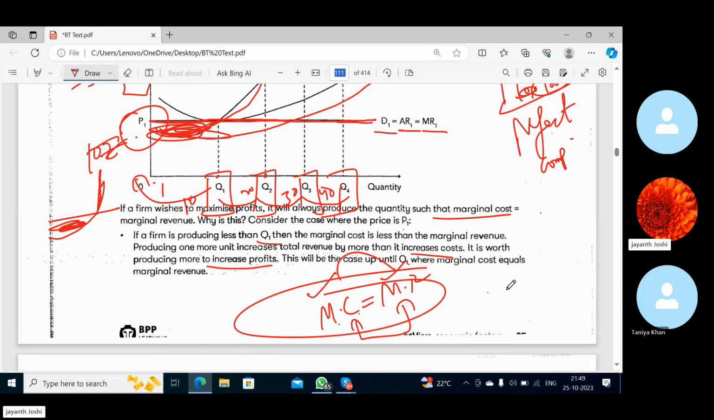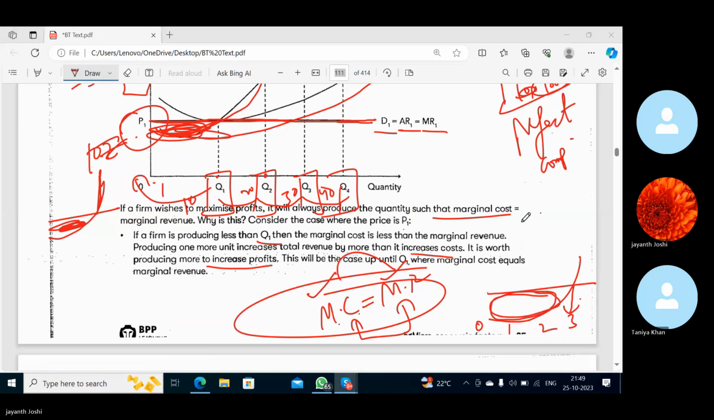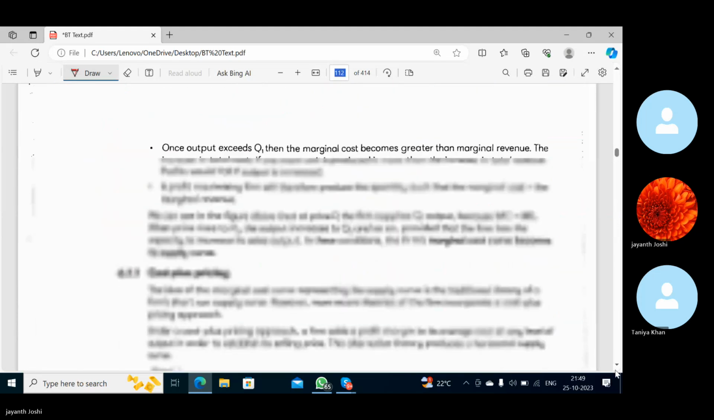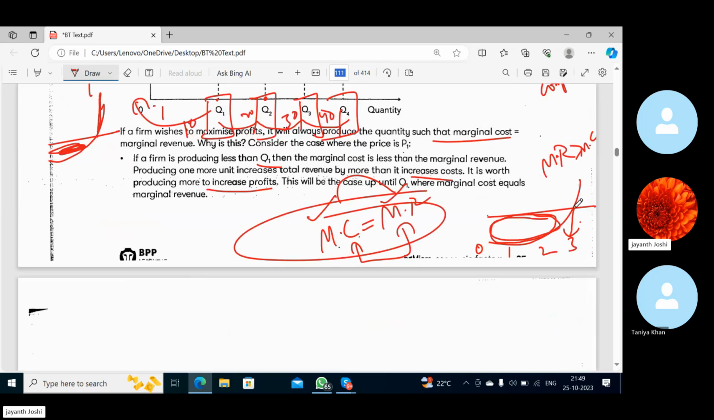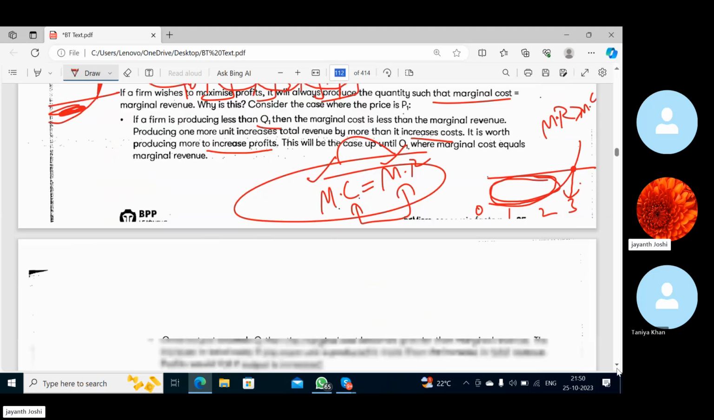So if I take it like this, if it is zero, nothing. If it's one unit, I'm in profit. Two units, I'm in profit. Three units, I may not be in profit. So till here, if I produce one or two units, I am always in profit, right? Yes, sir. Because my marginal revenue is more than my marginal cost. Until here, I have the scope, because both the curves are touching. Beyond that, my cost is increasing.